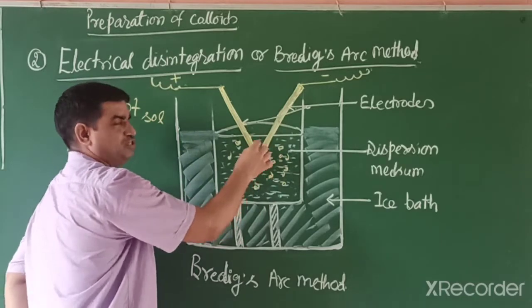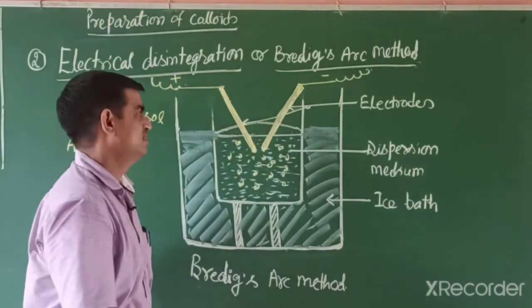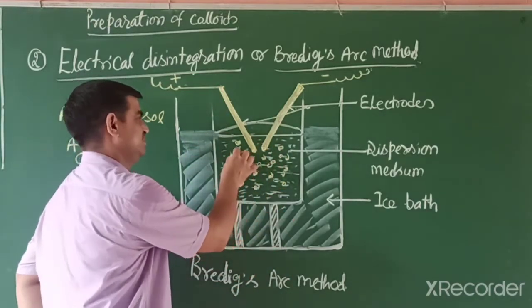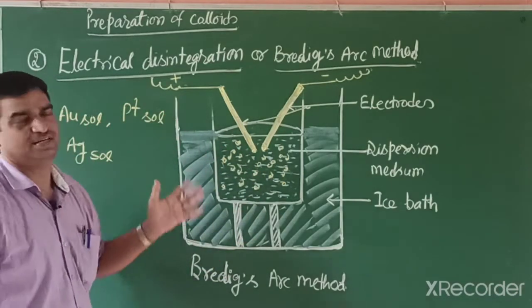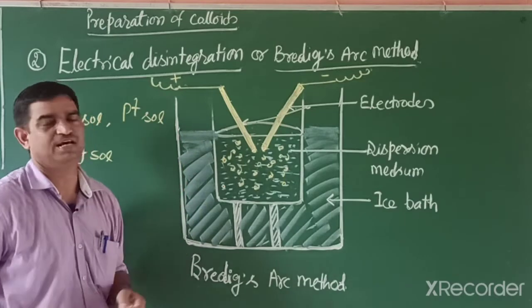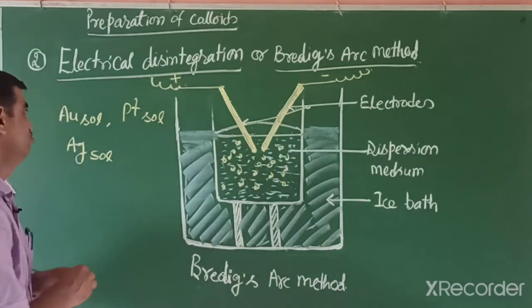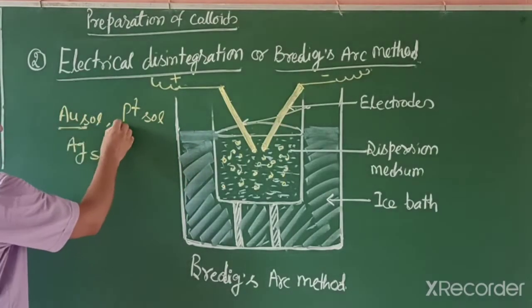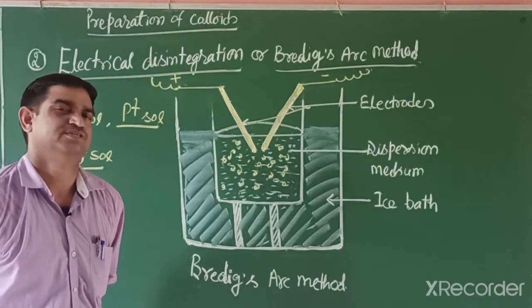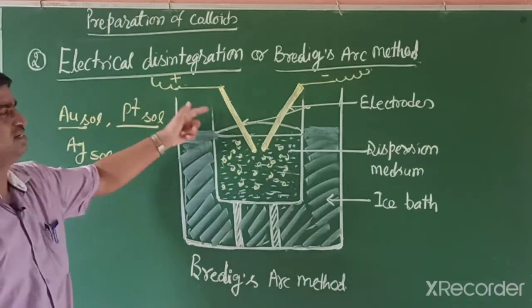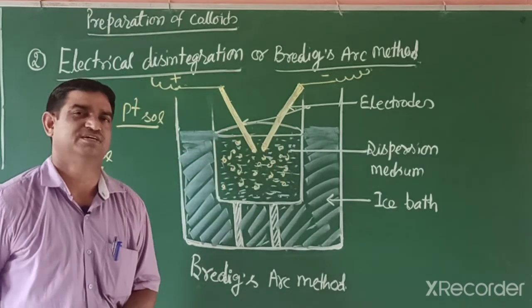Due to the intense heat, the metal is vaporized and the metal particles condense again and convert into the colloidal range. By this method we get dispersion as well as condensation. For those metals, preparation of colloid is slightly difficult, so we use this method. This is known as electrical disintegration or the Bredig arc method.